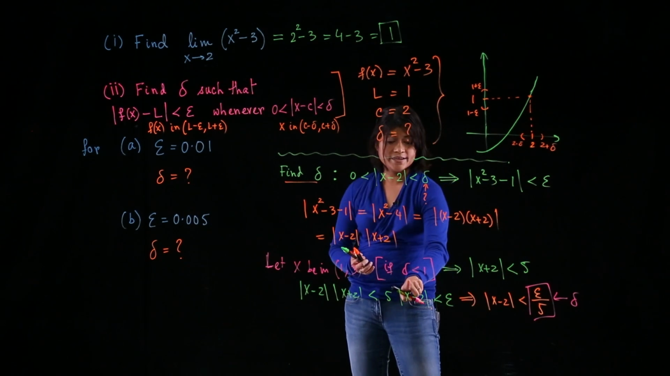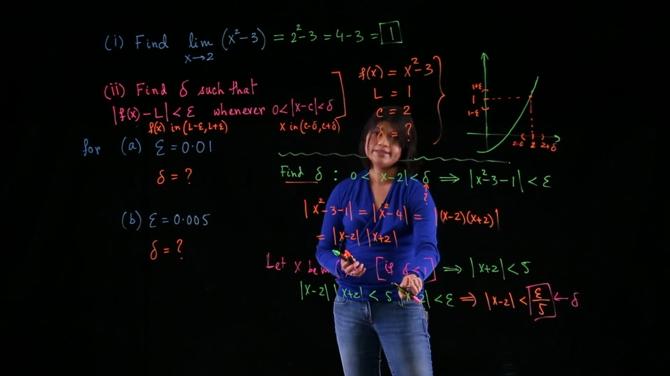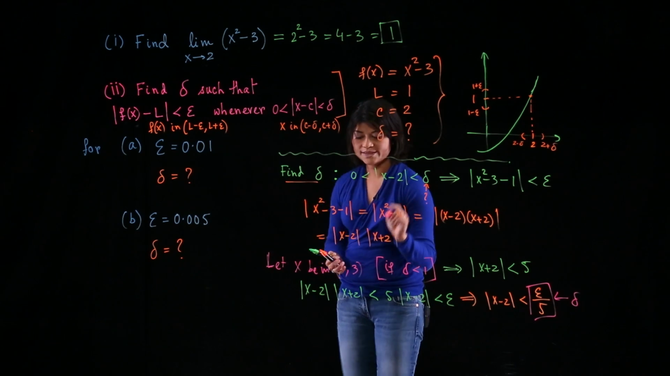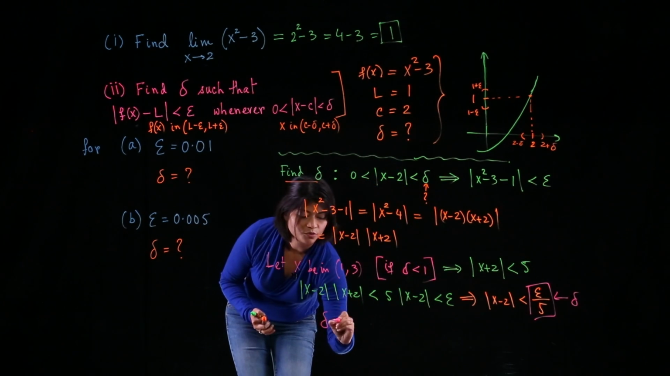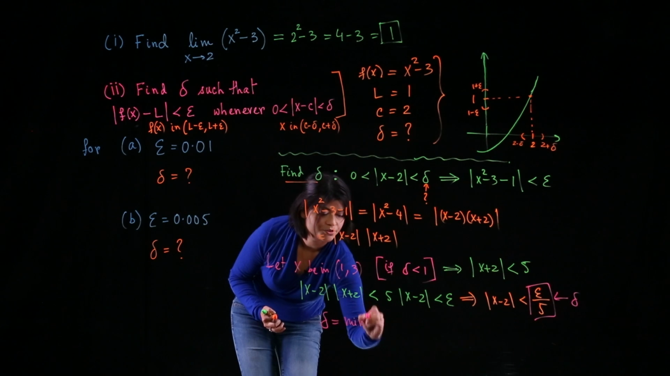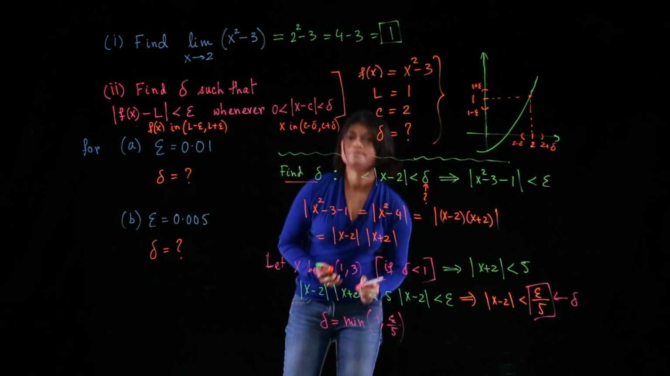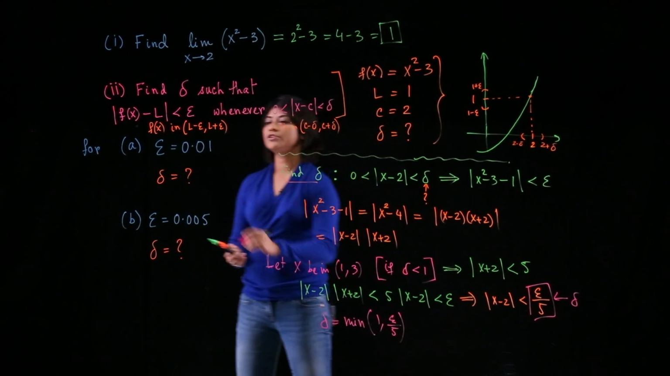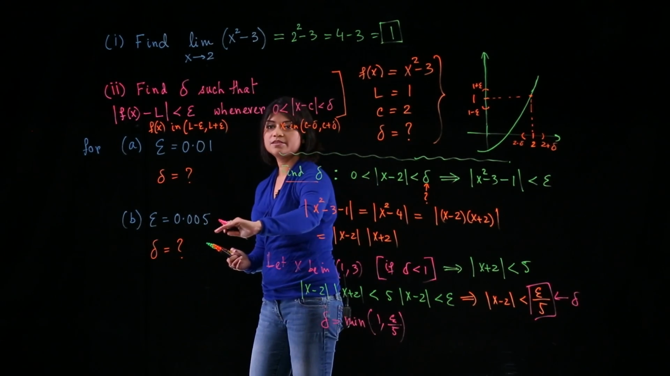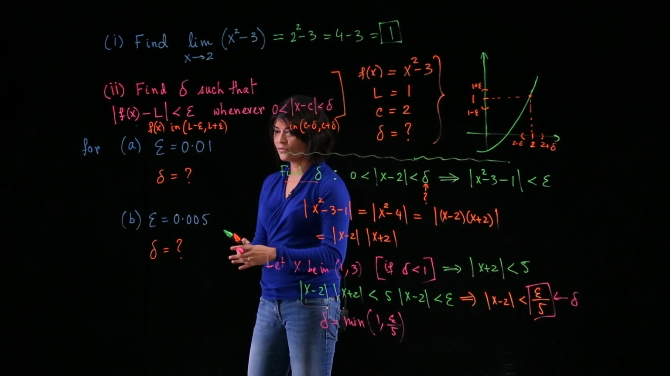But remember, we also had another factor here, right? Delta is less than 1. So what is really delta? Delta will be the minimum of these two values, 1 and epsilon over 5. Okay, so given these two epsilons, we have to figure out what is delta.